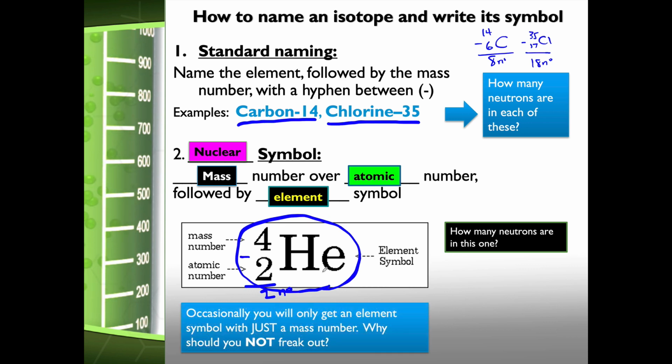And then the last thing here, we've mentioned this a whole bunch of times. Occasionally you'll get only an element symbol with just a mass number. Why should you not freak out? Once again, imagine you had 21 Ne, okay, and that you didn't have the atomic number there. Remember, you have a periodic table. You can just look at the periodic table, look up Ne, and say, oh, it's atomic number 10. So you put its atomic number right underneath it. There you go, 21 minus 10, 11 neutrons. Okay, nice and easy.